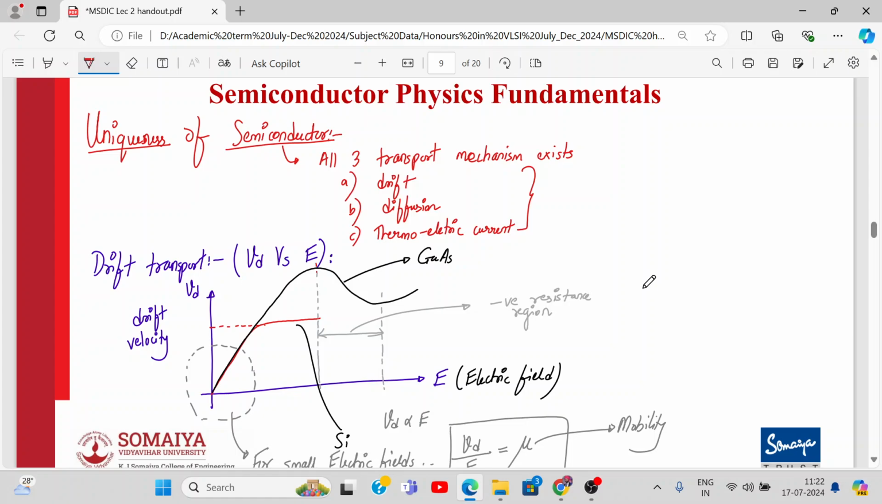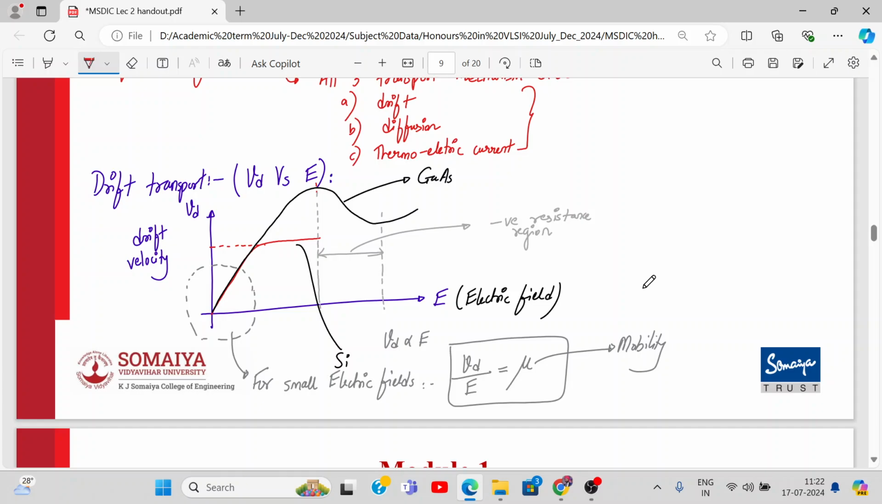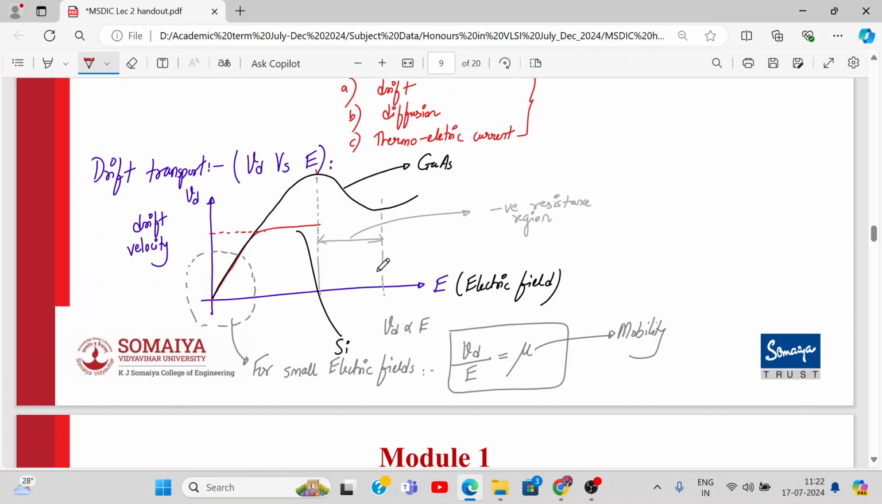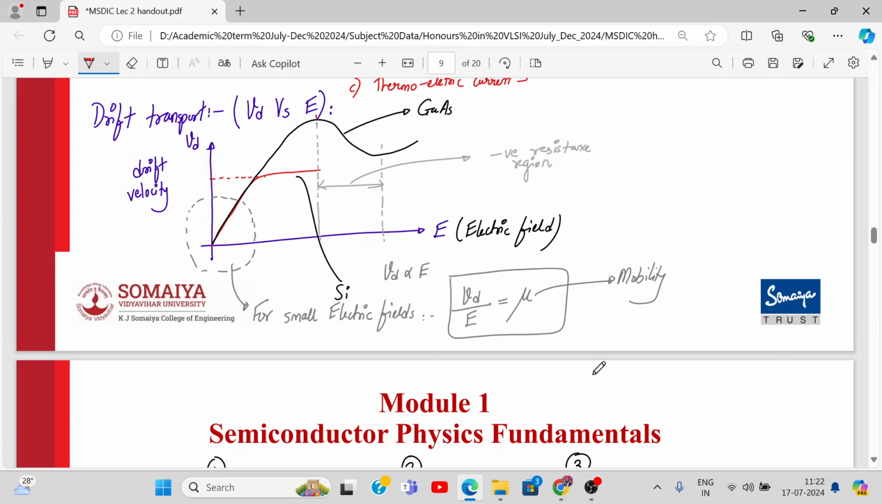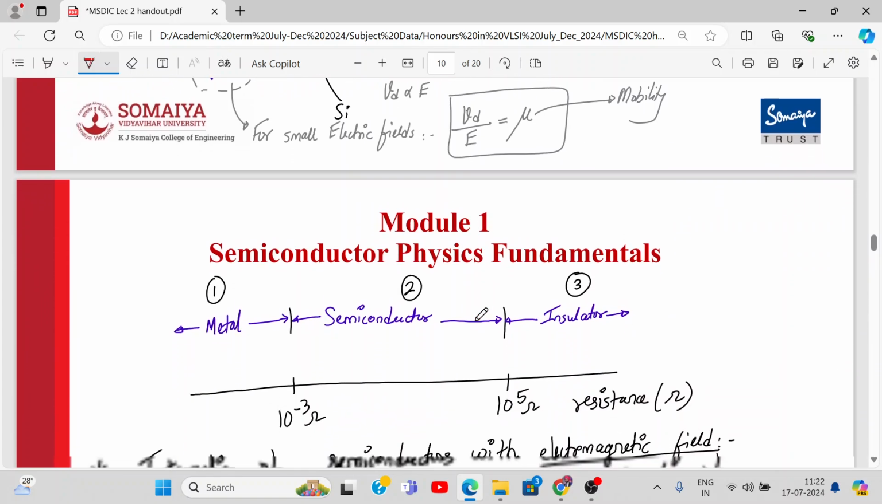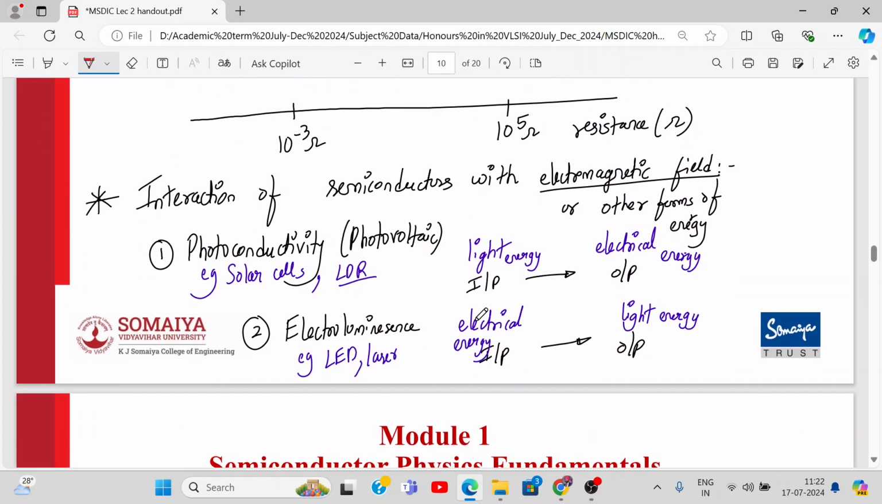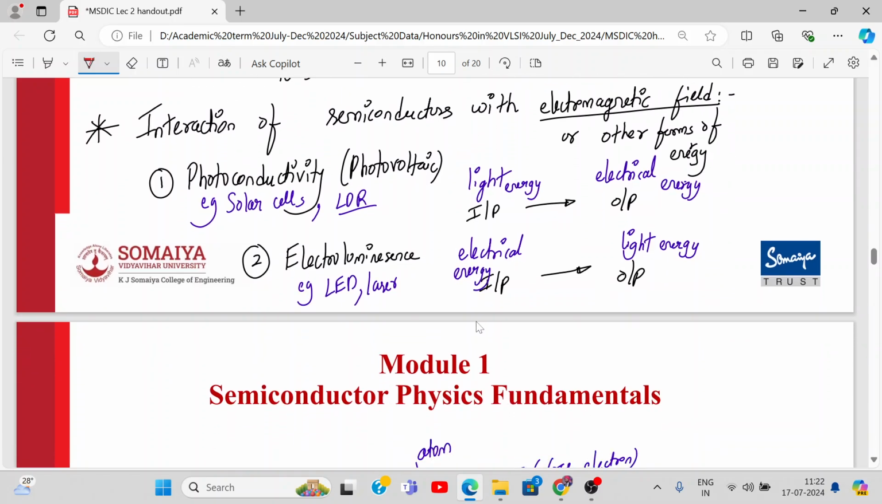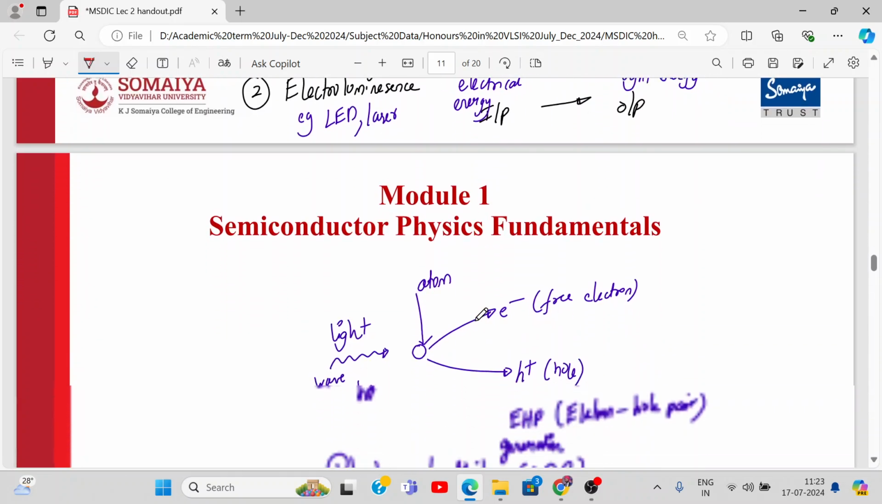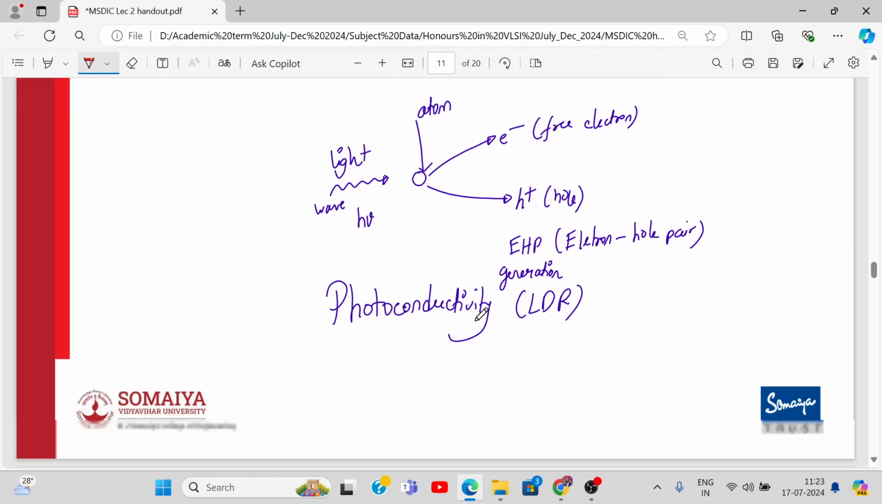Then we have seen the drift velocity versus the electric field for elemental semiconductor and compound semiconductor, and we have seen the concept of mobility for small electric field. Then we have seen the interaction of semiconductors with the electromagnetic field. In this case, we have seen the two concepts of photoconductivity in case of LDR and solar cells, and electroluminescence in case of LED and laser diode.